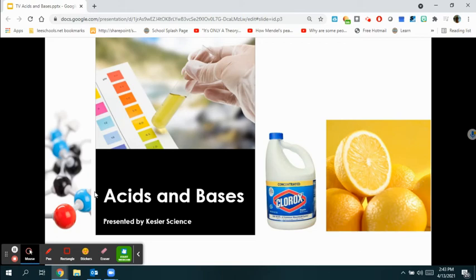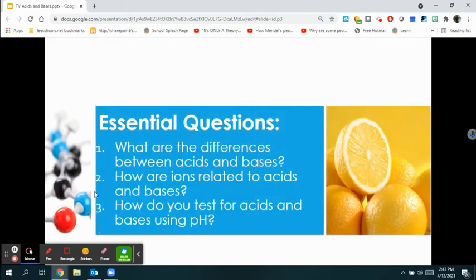Acids and bases. Essential questions. What are the differences between acids and bases? How are ions related to acids and bases? How do you test for acids and bases using pH?